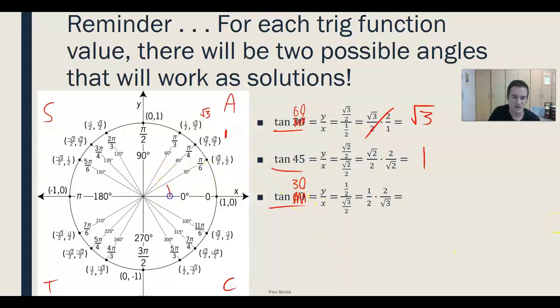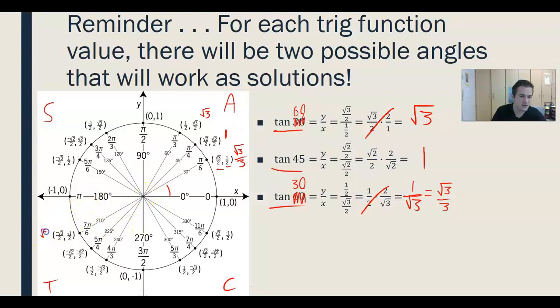Then I have the tangent of 30 degrees. Tangent, again, is y over x, or 1/2 divided by the square root of 3 over 2, which is 1/2 times 2 over the square root of 3 when I multiply by the reciprocal, which is 1 over the square root of 3, or when I rationalize the denominator so there's not a square root, I get the square root of 3 over 3. Those are going to be really handy when we're talking about these different values in the unit circle.